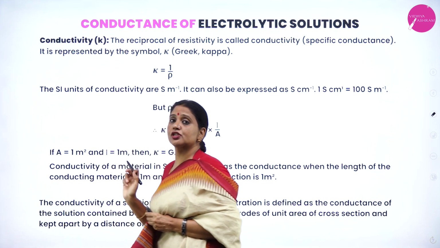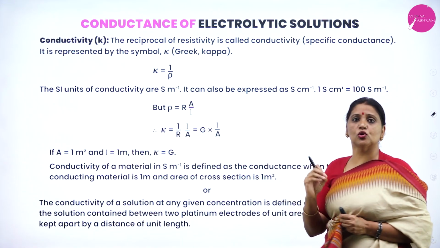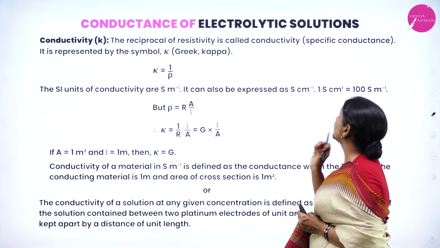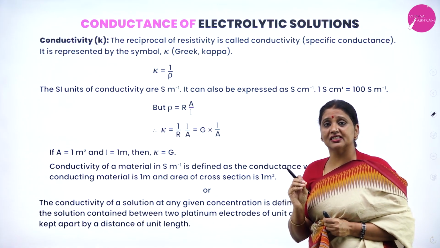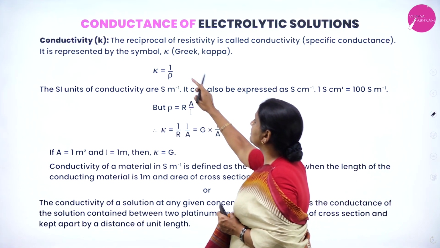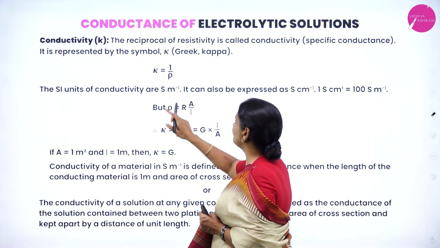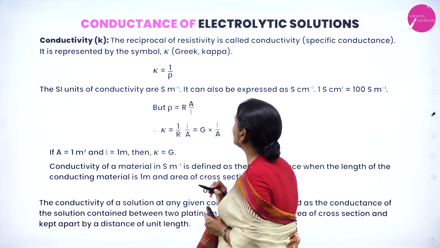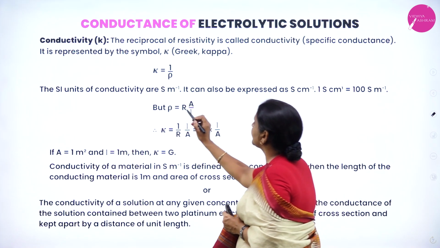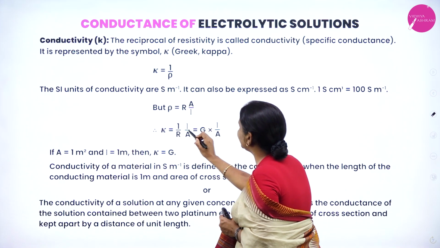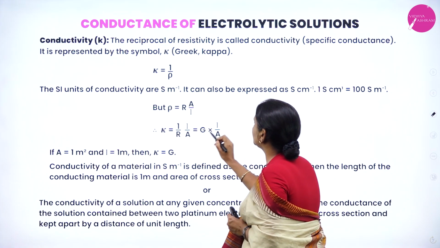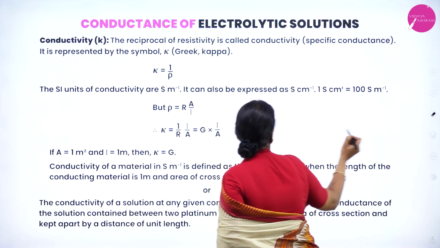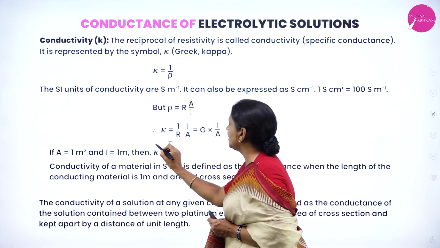Conductivity. Conductivity is denoted by kappa. The reciprocal of resistivity is called conductivity or specific conductance. Kappa is equal to 1 by rho. Rho is equal to R into A by L. Therefore, kappa is equal to 1 by R into L by A, which is equal to G into L by A. Therefore, when L is equal to 1 meter as well as A is equal to 1 meter square, kappa is equal to G.